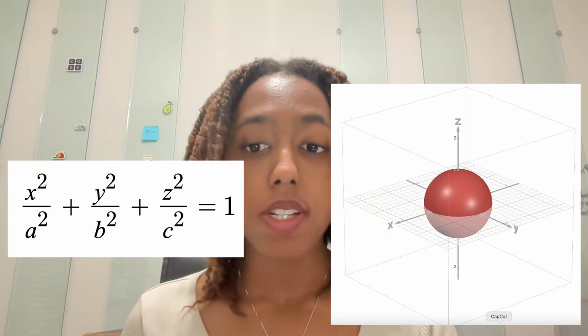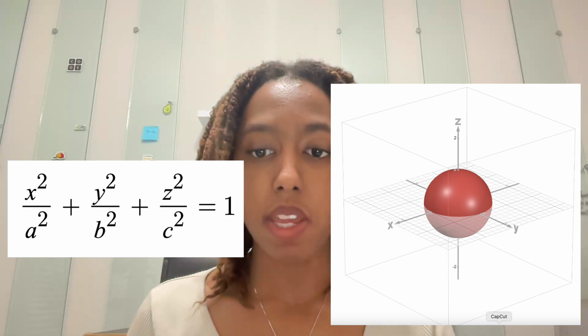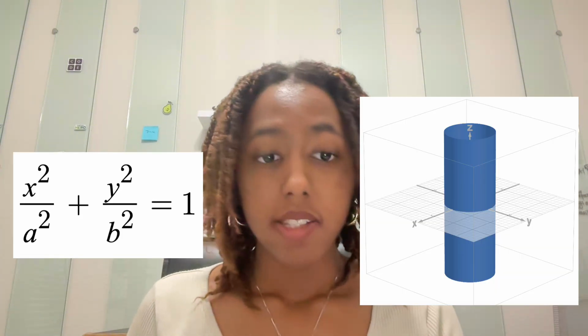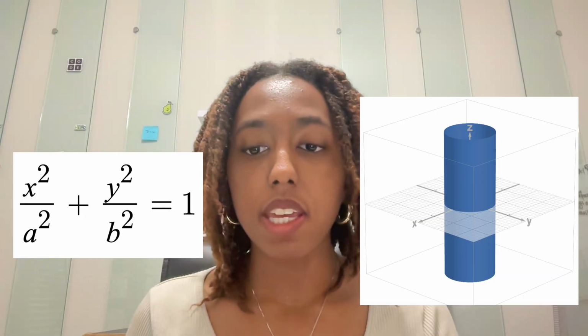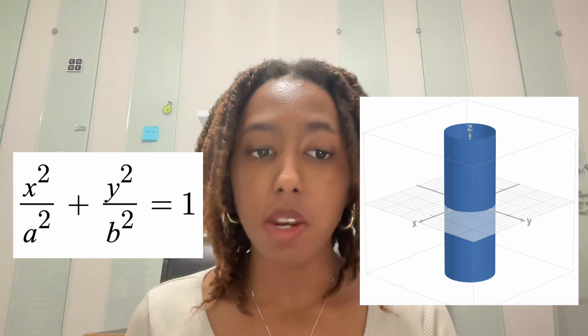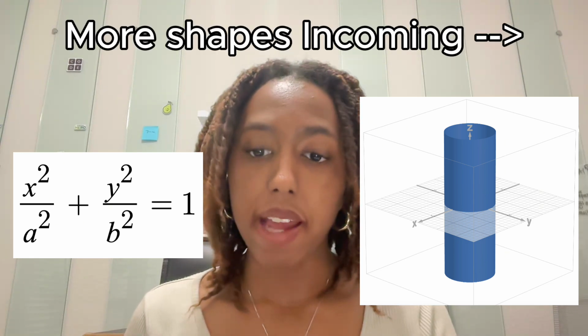Here are some shapes we all know and their equations. First, we have ellipsoids, which can represent spherical objects if A equals B equals C. We also have cones, and we have cylinders. Since z is missing from the equation, z is then defined as all real numbers, which is why the cylinder travels continuously up or down on the z-axis.